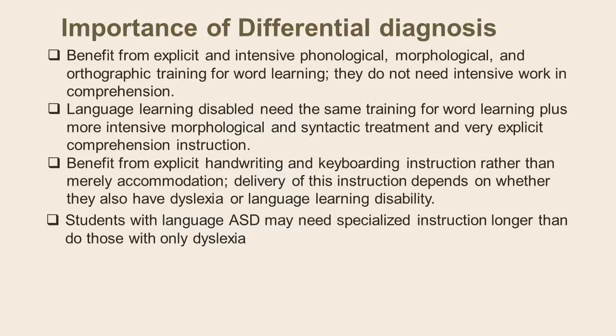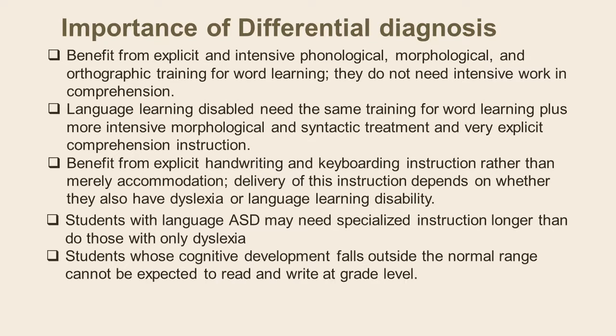So what you have to do, you need to do a differential diagnosis to find out exactly that my child has this problem. A student whose cognitive development falls outside the normal range cannot be expected to read and write at the grade level. So you can do the differential diagnosis to find out whether it is true or not. Just to find that out, you need to do a differential diagnosis.